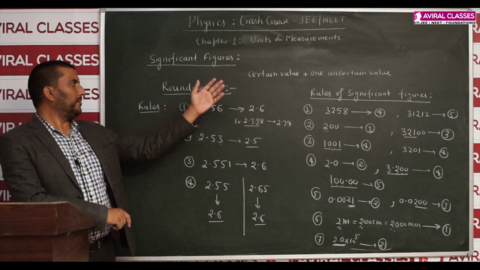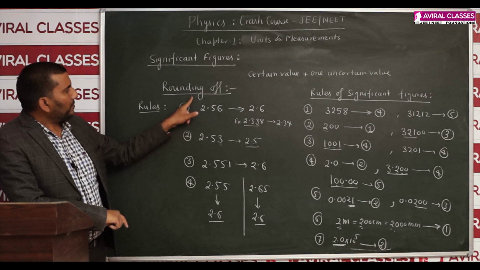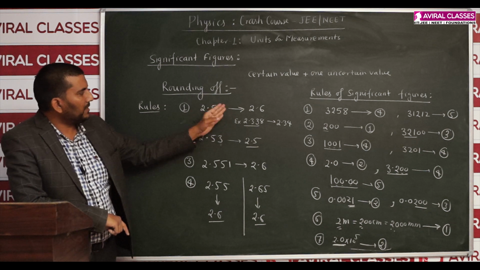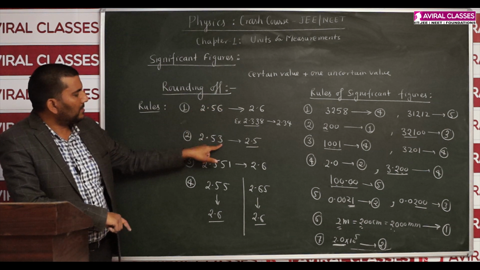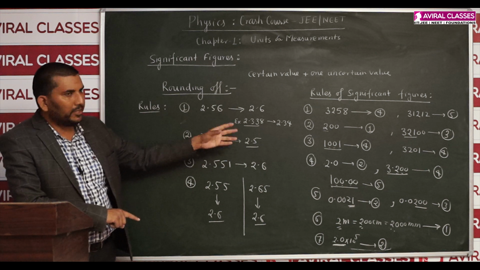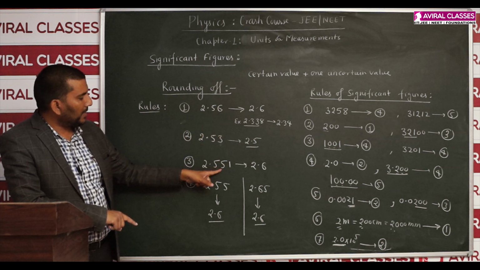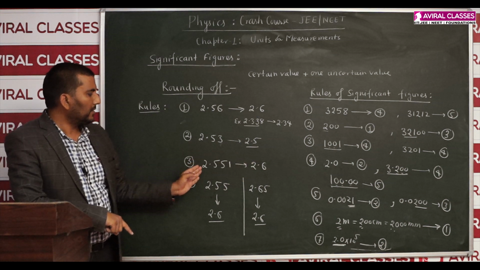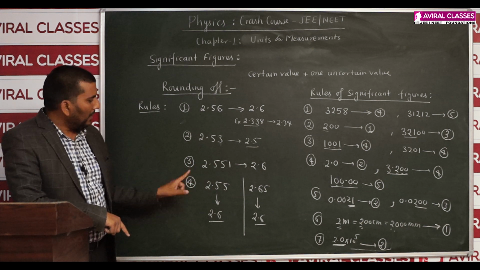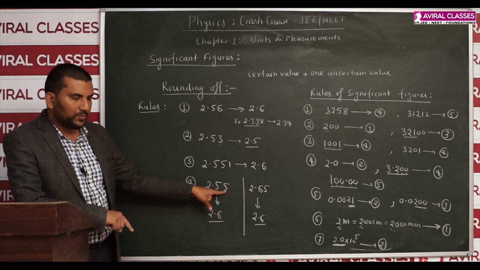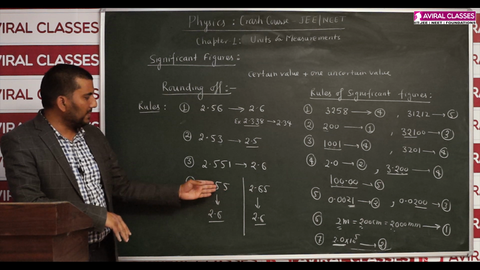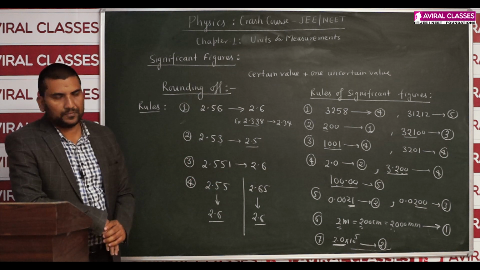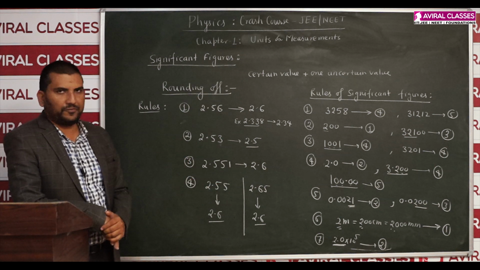So again, let me revise it. In the rule of rounding off, if the last digit which has to be removed is more than 5, the preceding digit will be raised by 1. If it is less than 5, it is simply dropped. If the last digit is 5 and after that there is some non-zero value, then the preceding digit will be raised by 1 in both the cases. If the last digit to be removed is 5 and the preceding digit is odd, it is raised by 1. If the preceding digit is even, it will remain the same. So this was the rule of rounding off.